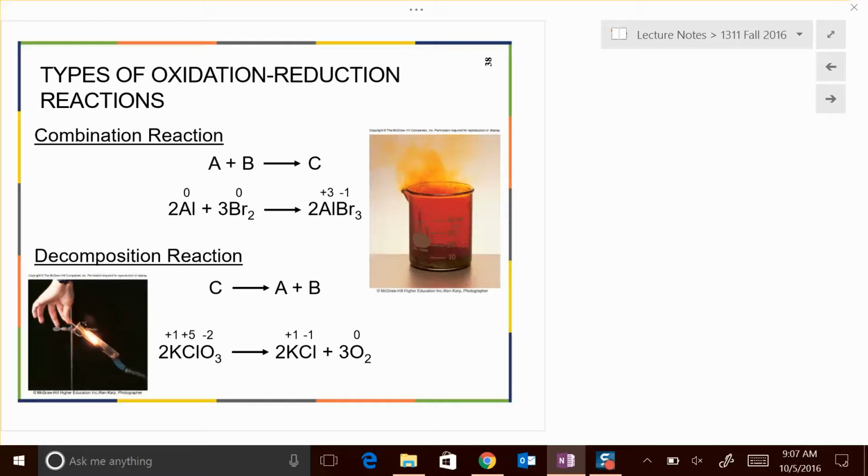Because you'll need some practice. Okay, so we'll probably practice it next time. So let's look at this type of oxidation reduction reaction, okay? So combination reaction, A plus B to form C, all right?